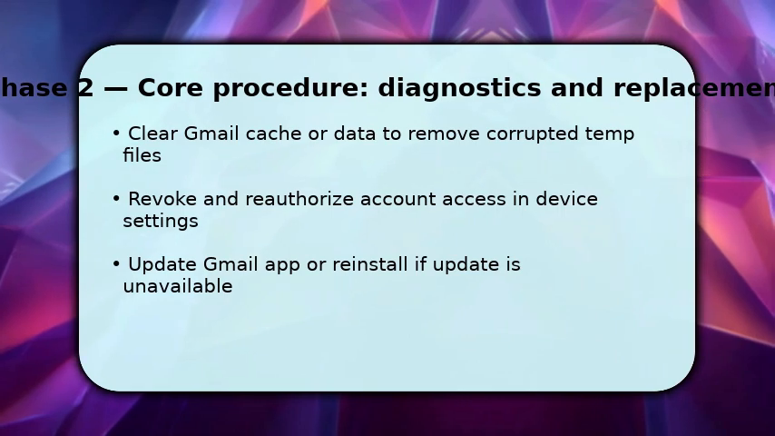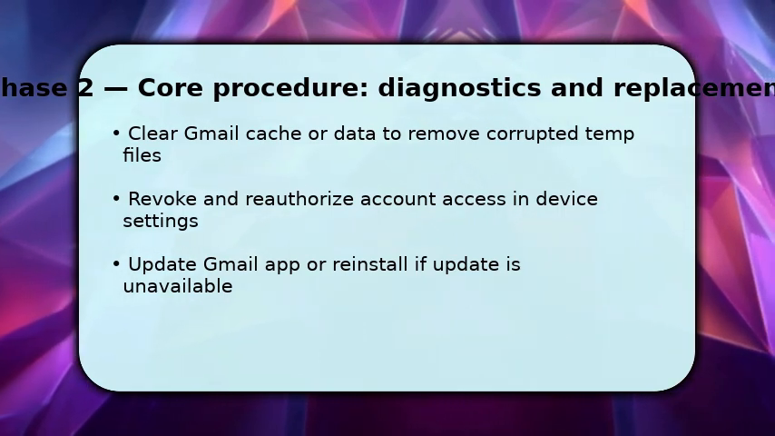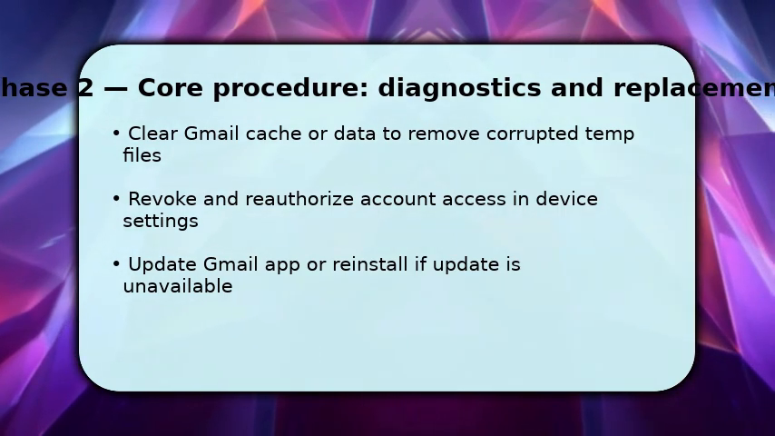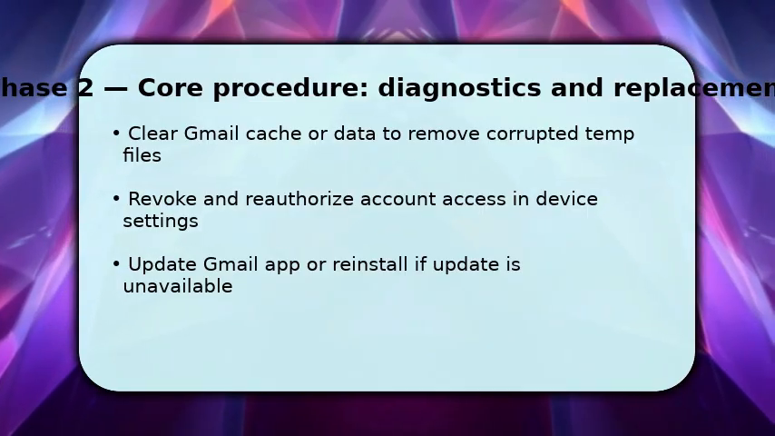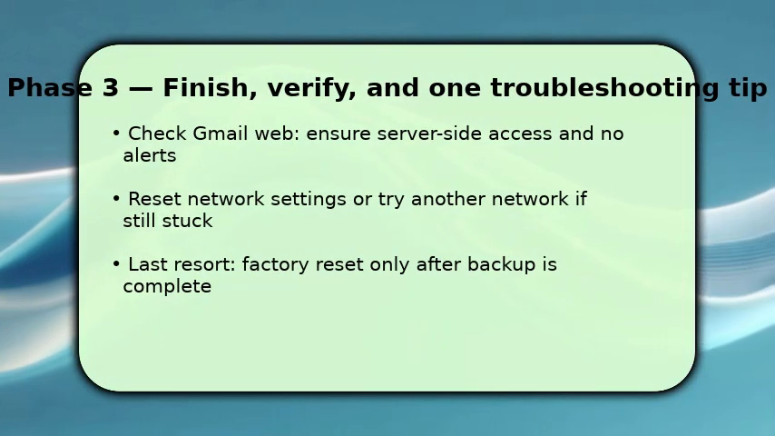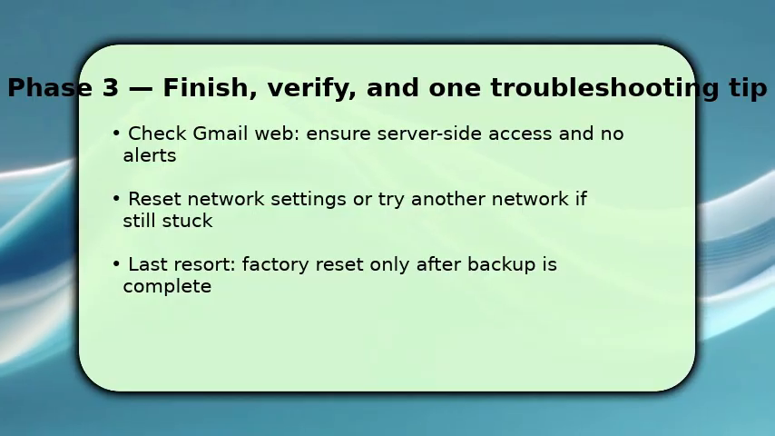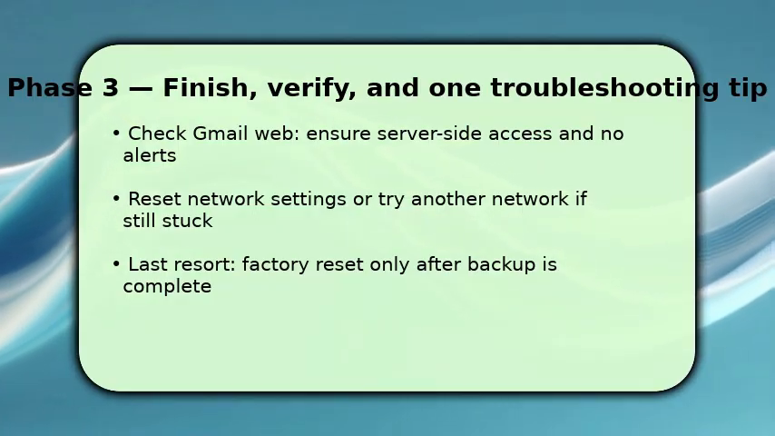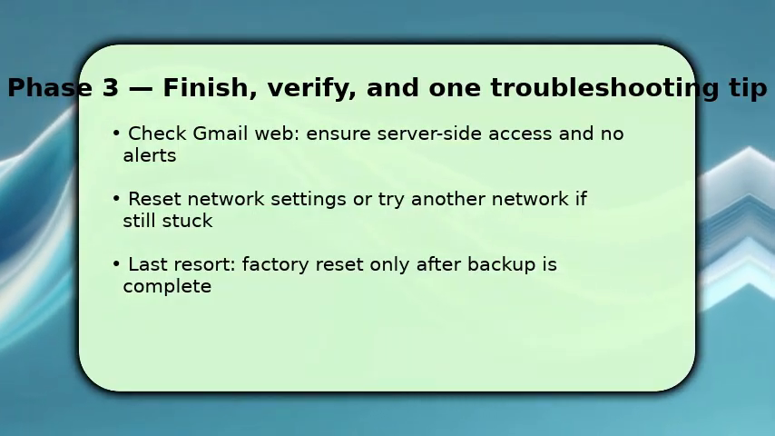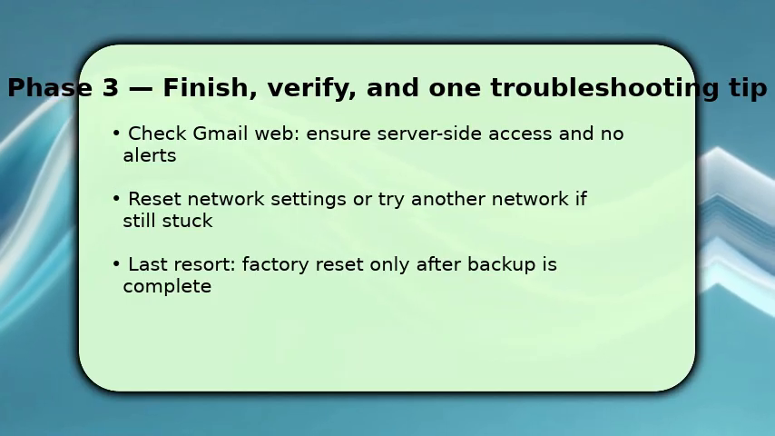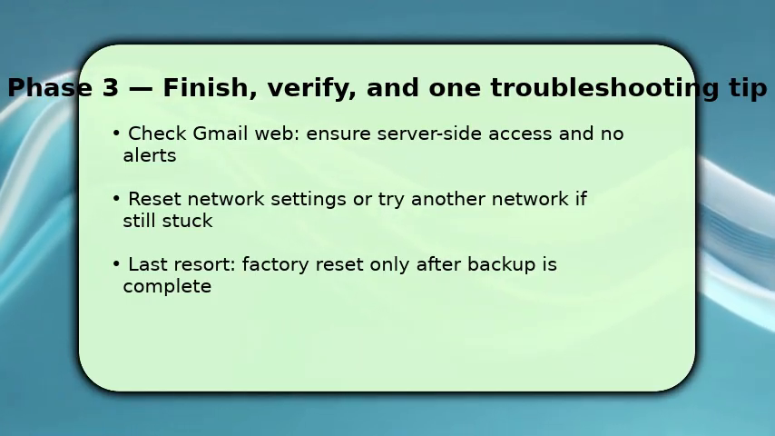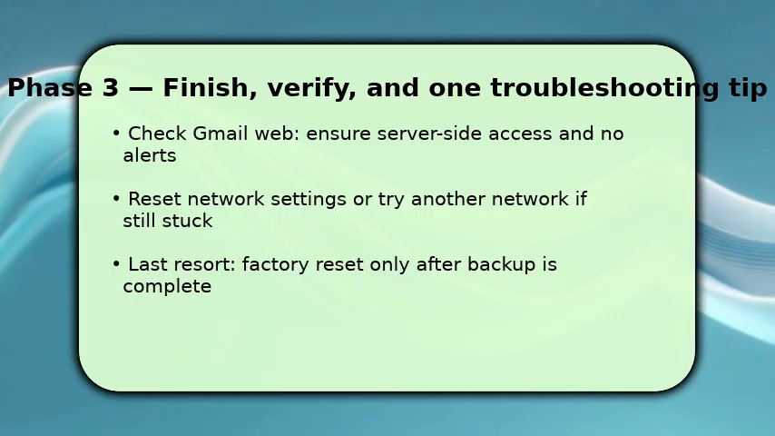To finish, verify server-side by logging into Gmail on a desktop browser. If mail appears there, the problem is device-specific. Once done, reset network settings or switch to a different Wi-Fi or cellular network to rule out ISP or local router issues. If sync still fails, back up your data and consider a factory reset.